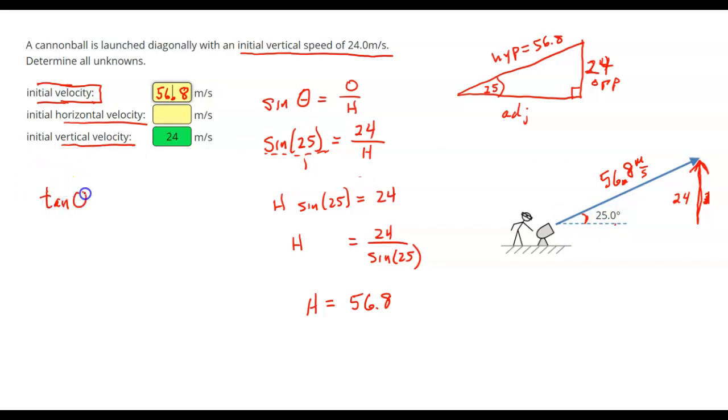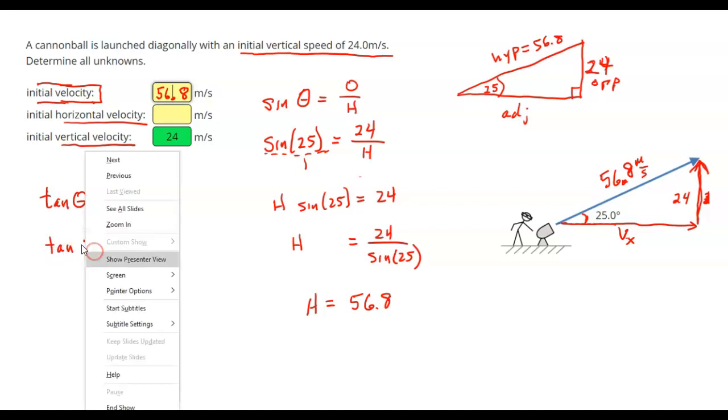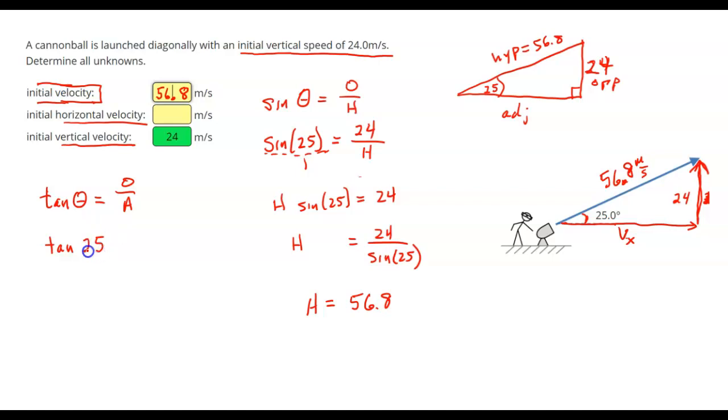Tangent of an angle is the opposite over the adjacent. The adjacent is what we're trying to find. We're trying to find this portion down here. We're trying to figure out what is the sideways component of the velocity. What's the velocity in the x direction, in the horizontal direction? Okay, so we would say tangent of 25 degrees equals the opposite. Now the opposite side we know is 24. That was given to us in the problem, 24 meters per second, over the adjacent side. The adjacent side is this. It's the horizontal velocity, or the velocity in the x direction.